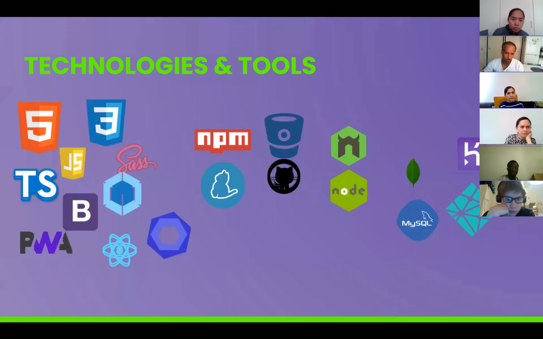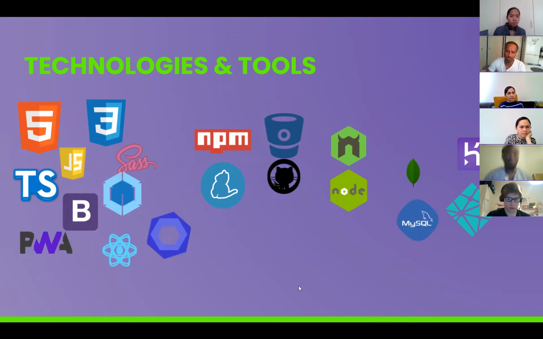So there are technologies and tools. Okay, this is not something you should remember. They're just logos of HTML5, CSS3, JavaScript, TypeScript, progressive web app, React, whatsoever. This part is the front end, and there's GitHub, and this is the back end. You don't have to really read them. I put them here for decoration. I love logos of technologies.